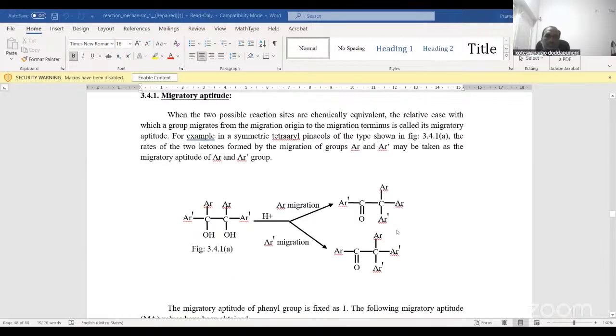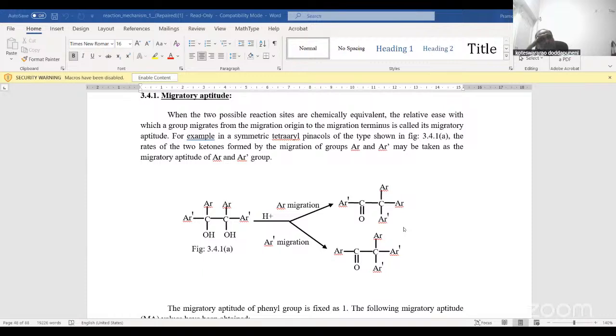Migratory aptitude. When the two possible reaction sites are chemically equivalent, there are two centers for reacting, and those two are equal in chemical reactivity. The relative ease with which a group migrates from the migration origin to the migration terminus is called migratory aptitude. That means it is decided by one group relative to the other. That is called migratory aptitude.